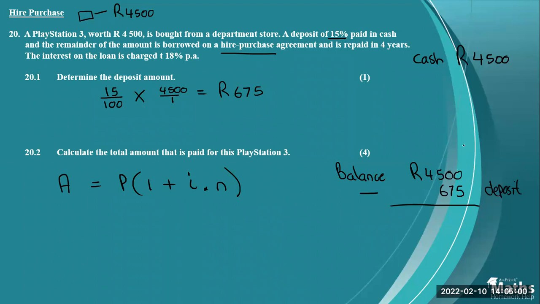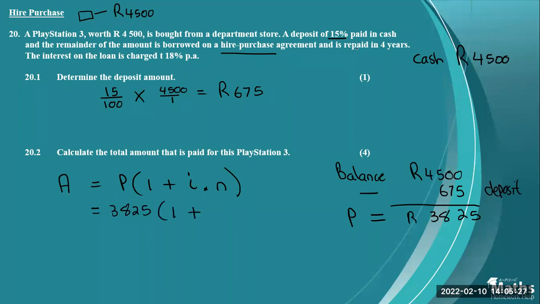So let's see, what must you pay off? So we work out the balance. And if you say 4,500 minus 675, you will get 3,825. And this is the balance. So this is going to be the P amount that you need to pay off, 3,825.